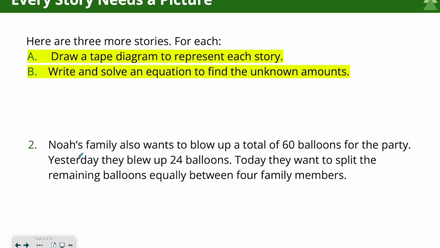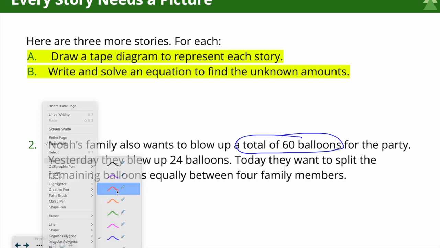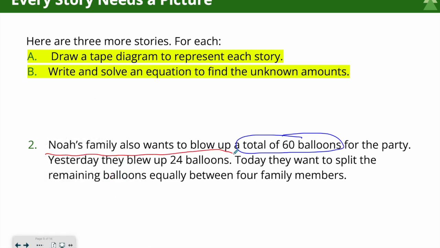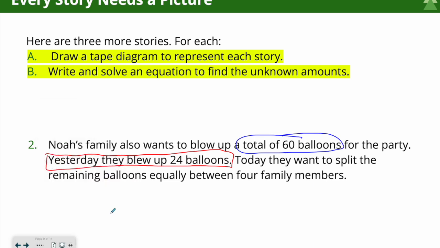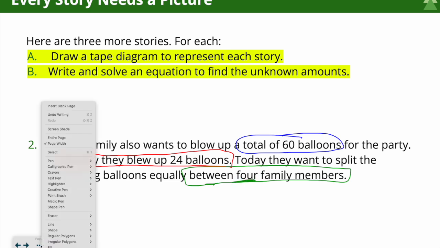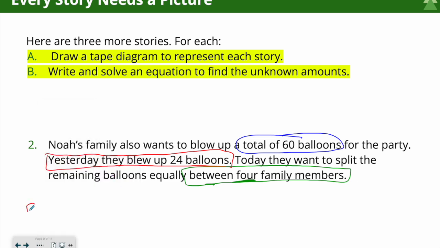Number 2, Noah's family also wants to blow up a total of 60 balloons for the party. Yesterday, they blew up 24 balloons. Today, they want to split the remaining balloons equally between the 4 family members. So, how many boxes are we going to have? Well, we have 4 family members plus we have yesterday, which means we need 5 sections.